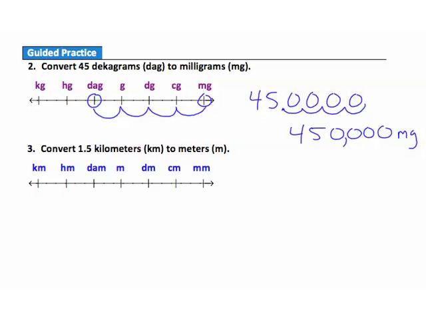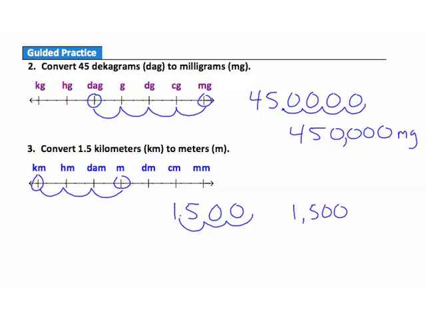Question 3. Convert 1.5 kilometers to meters. So we're starting here with kilometers, and we want to go to meters. That's a movement of 1, 2, 3 places to the right. So we had 1.5, and we want to move that 3 places to the right. So there's 1, 2, 3. Add some zeros. So it looks like 1,500 meters when I convert 1.5 kilometers to meters.